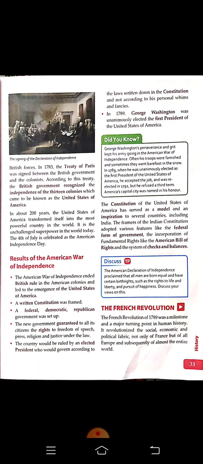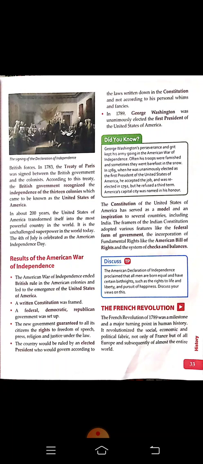The Constitution of the United States of America has served as the model and an inspiration for several countries, including India. The framers of the Indian Constitution adopted various features like the federal form of government. Okay, what is the federal form of government? That is, the government will have a central government and state governments, and the powers will be divided into different levels.